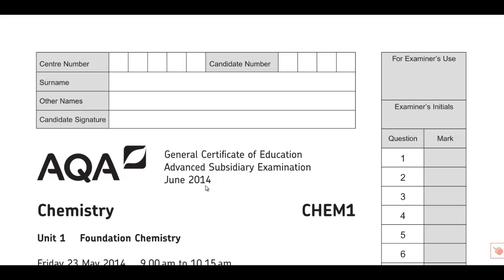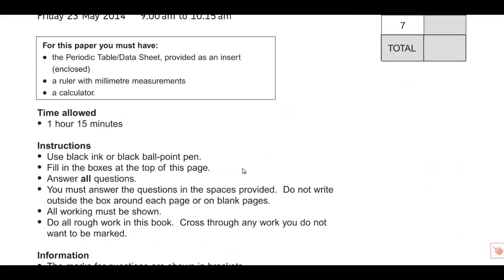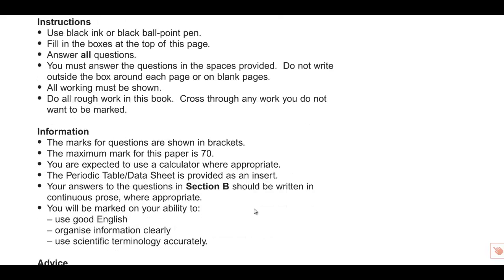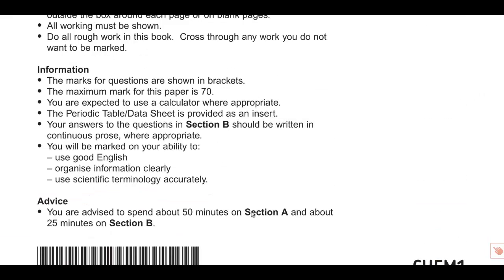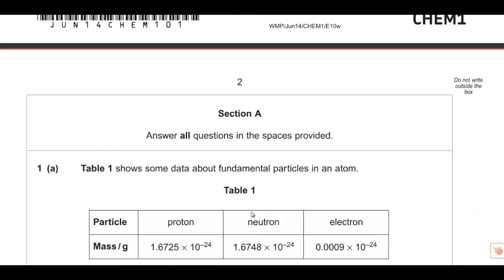So, normal starting thing, nice little logo they use now, it's nice, well done AQA. Hour and 15 minutes, we've got 70 marks in total there, so not too bad compared to the 100 marks in Chem 2. So I'm hoping, this is an hour and 15 minutes, I'm hoping to do this in about 45 minutes, but we'll see.